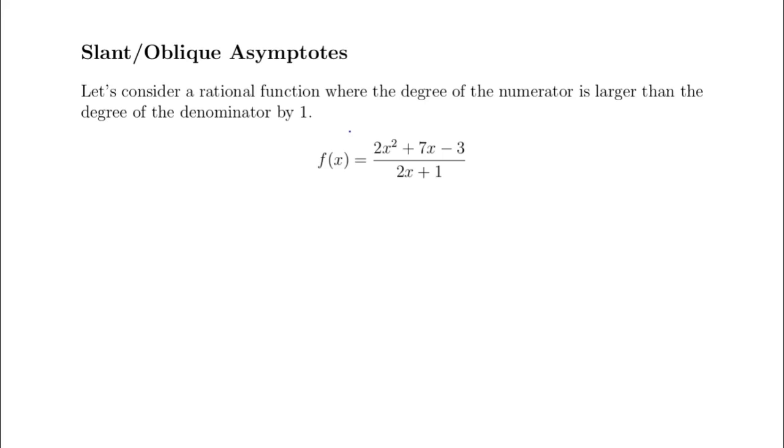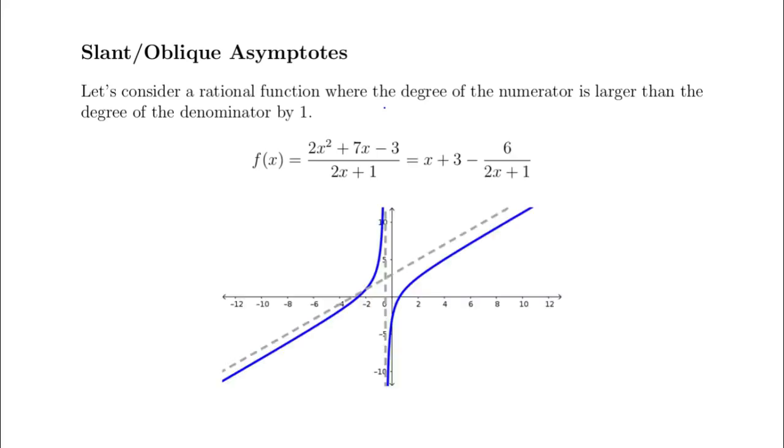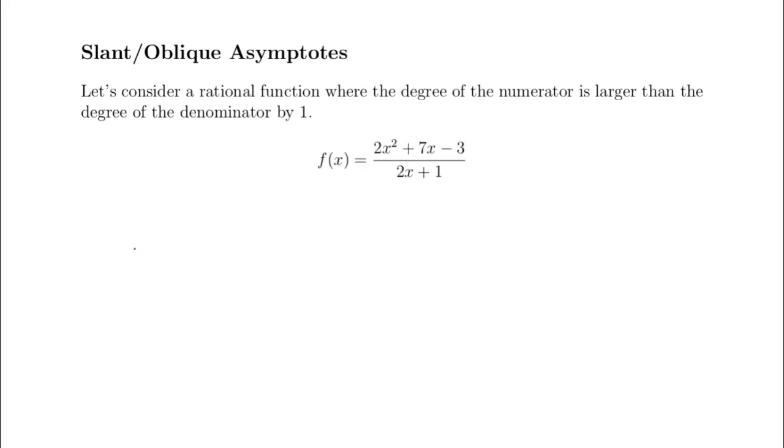We're going to consider a rational function where the degree of the numerator is larger than the degree of the denominator by 1. So here I've got a quadratic on top and a linear on the bottom, right? Degree 1 on the bottom, degree 2 on the top. The same thing would work if we had degree 5 on the top, degree 4 on the bottom. And you'll see why in a second. What we're going to do is, oops, I got ahead of myself. We're going to use some long division here to rewrite this.